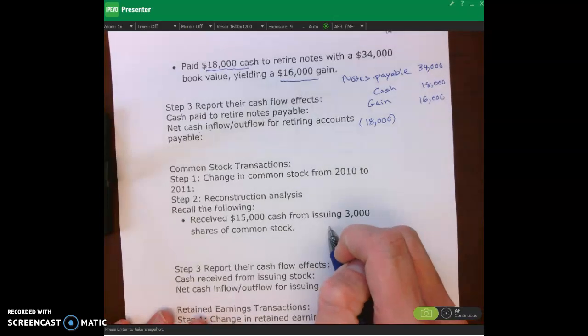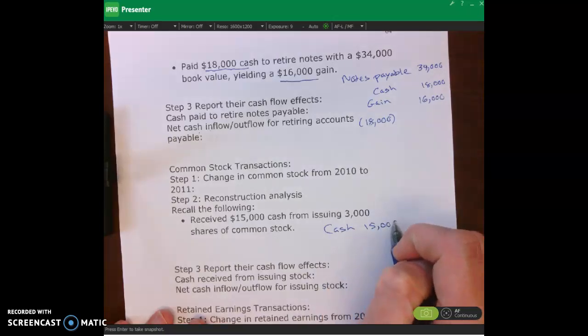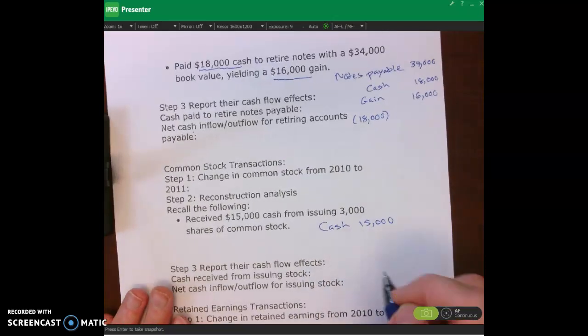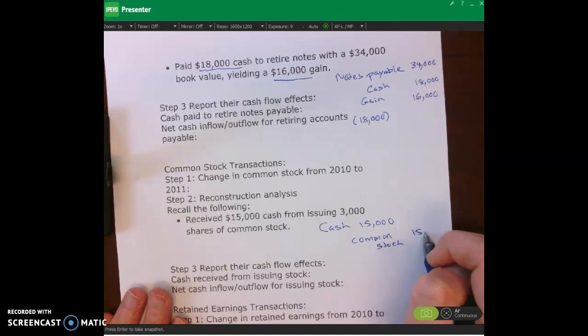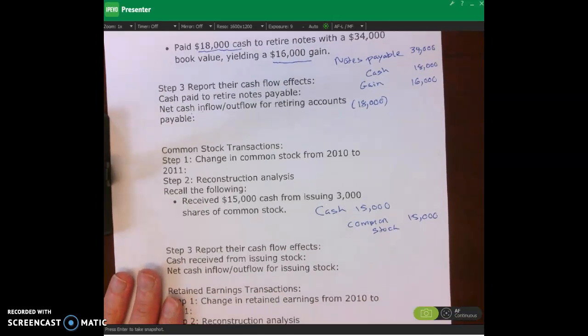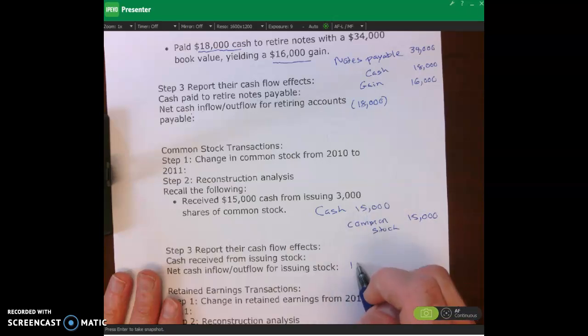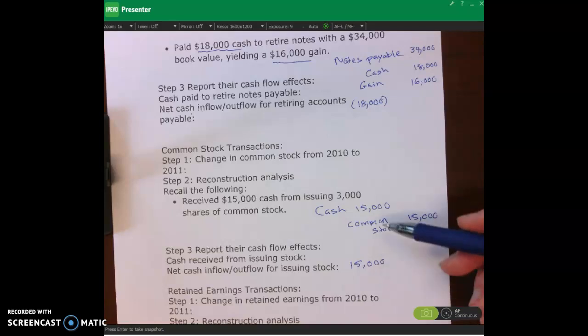And to do that journal entry, we debit cash for $15,000, and then we credit common stock for $15,000. So what is the net cash inflow or outflow from issuing stock? Well, it's $15,000 right there. That's the debit to cash. There's no other credit to cash for this journal entry. So it's simply that $15,000, okay?